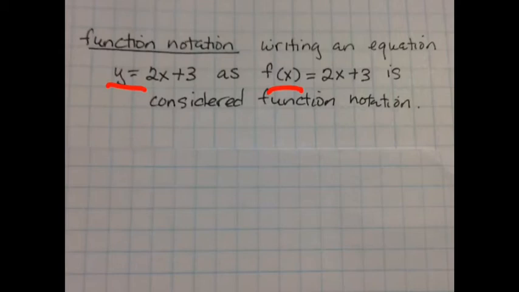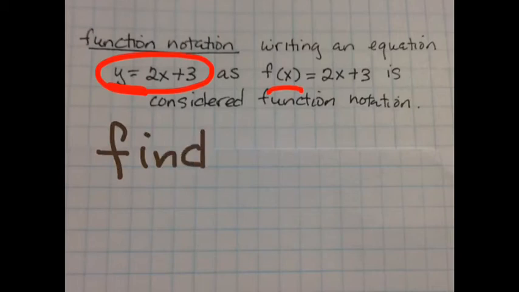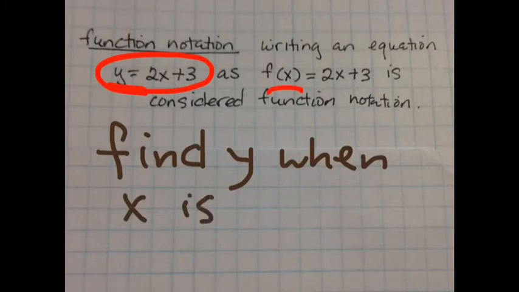So if I were dealing with this function here, y equals 2x plus 3, and I wanted to find y when x is 4, you guys would know to plug 4 into that equation. And if you could do a quick mental math, you'd plug 4 in, you get 2 times 4 is 8, plus 3 is 11. So in this case, y is equal to 11 when x is 4.